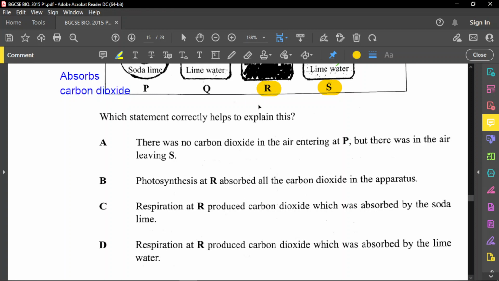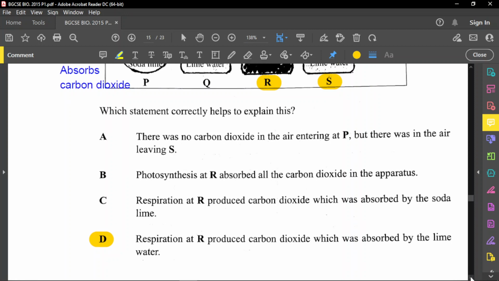But C said that respiration at R, and remember that R is this jar right here, which is the germinating seeds. So respiration at R produced carbon dioxide, which was absorbed by the soda lime, which is not true because the gas is not going the opposite way, towards S. Remember what the diagram is. Here now, D says respiration at R, which is in the seeds, produced carbon dioxide, which is absorbed by the lime water. Correct. So this one is the one that makes sense. All right, so D is the option there.